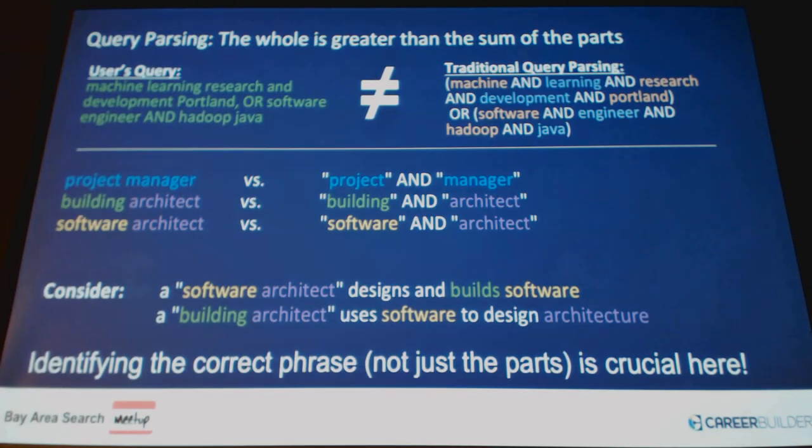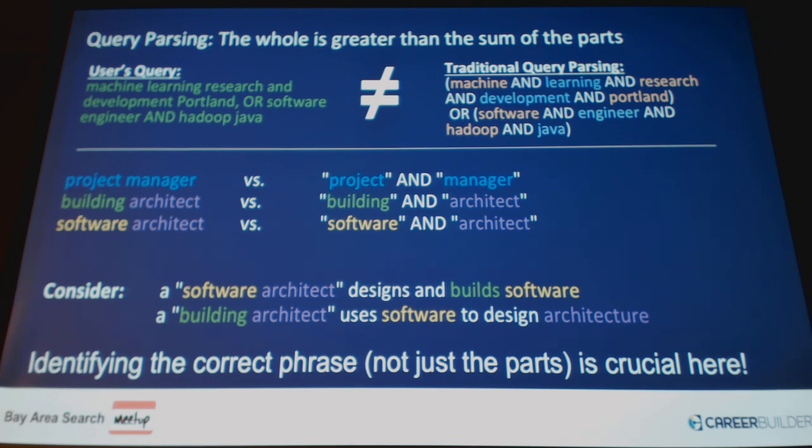Okay, so on to the semantic query parsing. We've already walked through the machine learning example earlier, and we've seen that the traditional query parsing you get from the search engine is not good enough. It doesn't really reflect the user's intent. To take that a step further, just to drive the point home, if I search for project manager, then that becomes project and manager. So that'll match a job in our case for anybody who's ever managed and who's ever worked on a project, which is not a project manager.